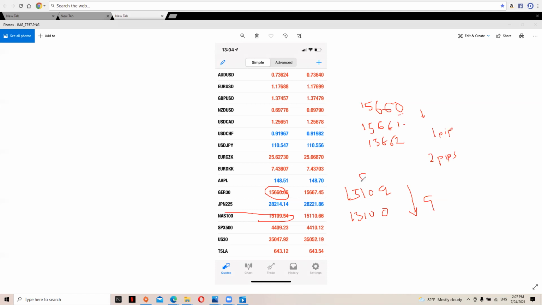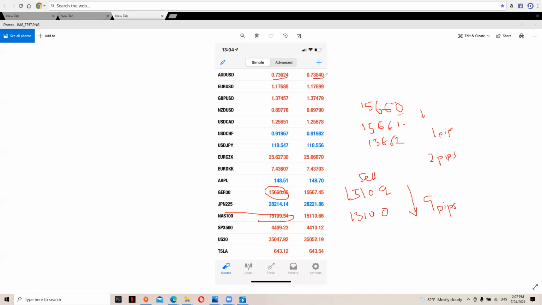Let's say we go for a sell. We sold NAS 100 at 15,109 and it goes to 15,100. How many pips do we have now? We now have 9 pips in profit. Same thing as this. If this also increases, always look at the last quotes to differentiate which pip is which.